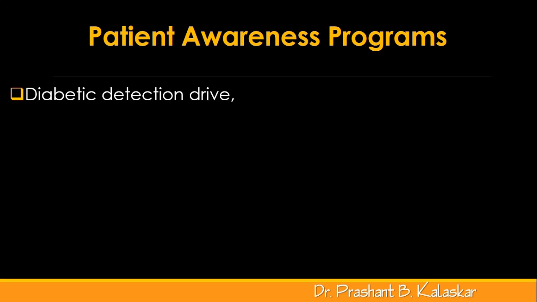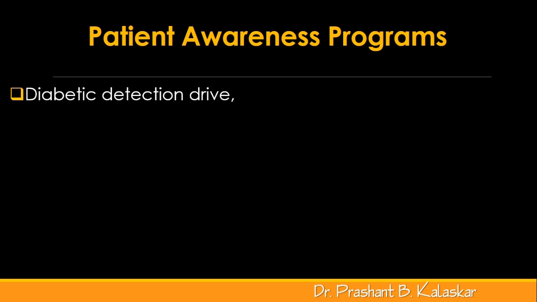First is diabetic detection drive. Here, patient's blood glucose level is randomly checked. If found above the normal level, patients can be advised to visit doctor's hospital for further treatment. Here, the pharma companies can bring their own glucometer and strips. Pharma medical representative on his own or with the help of doctor's pathologist can check the patient's blood glucose level.